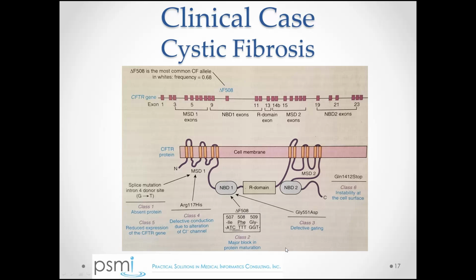There are also specific treatments, different from the treatments for these mutations, for the class 5 mutations, which result in reduced expression of the gene, at least for some of the class 5 mutations. And then class 6 mutations are again illustrated here, where the protein is produced. It makes its way to the cell membrane, but then gets rapidly taken back into the cytoplasm, so it's unstable.